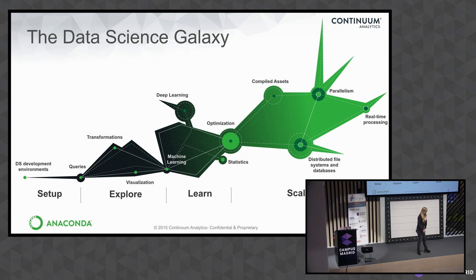And then we get to a point where a lot of these tools have traditionally been developed for single-node, single-threaded applications. And then we have a problem when our data scales beyond that. We have to learn how we can scale our processes to manage those amounts of data. There are different categories that we can apply to solve that problem, sometimes with compiled assets, using parallelism, using distributed file systems, or issues that come with real-time processing.